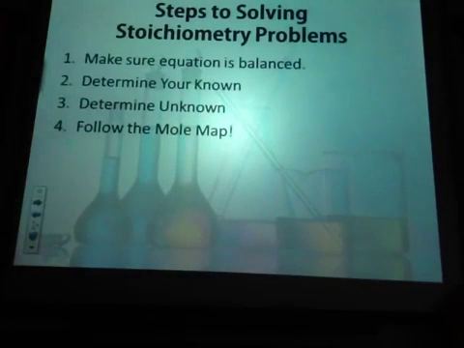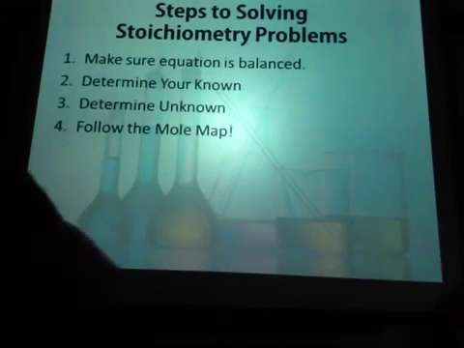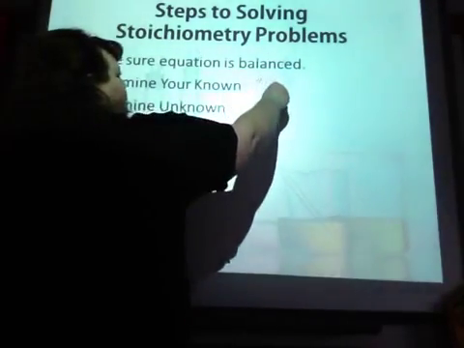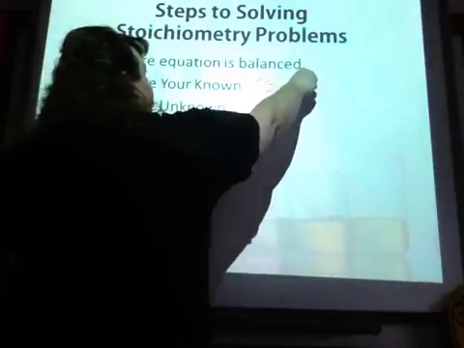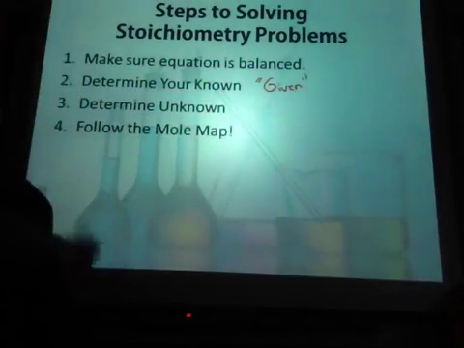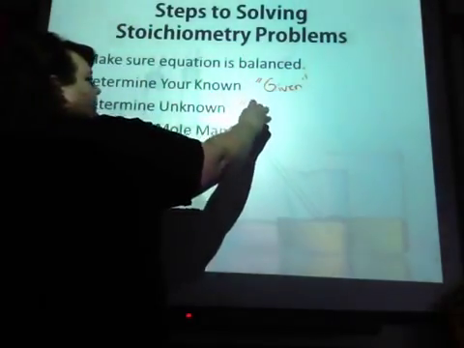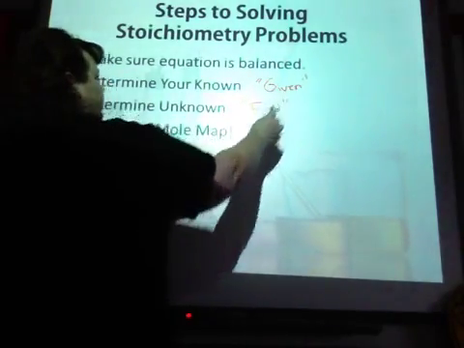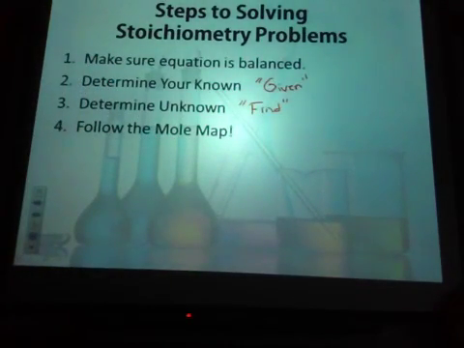Okay, so what are the steps to do a stoichiometry problem? The first step is to make sure your equation is balanced. That's what we've been practicing, how to balance those. Then determine what you know. So what are you given in the problem? Then you want to figure out what you need to find. So what's the unknown? And then you're going to use your map to get from one side to the other side.